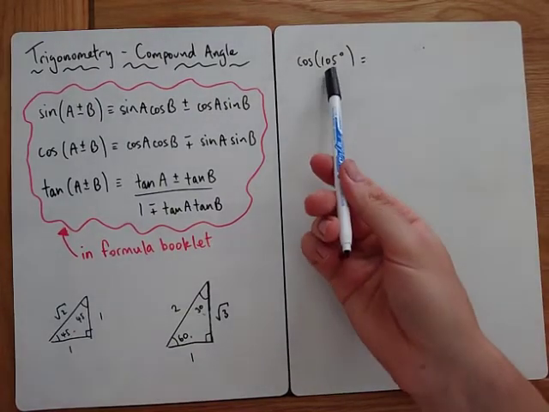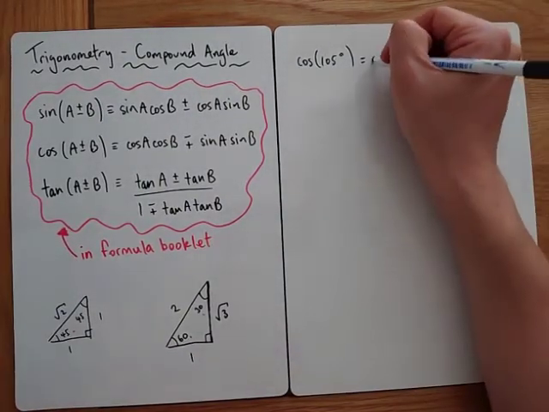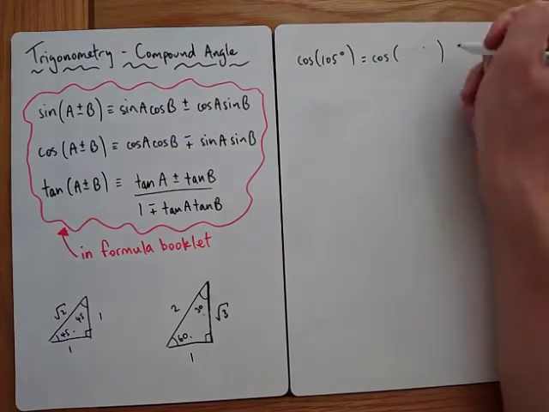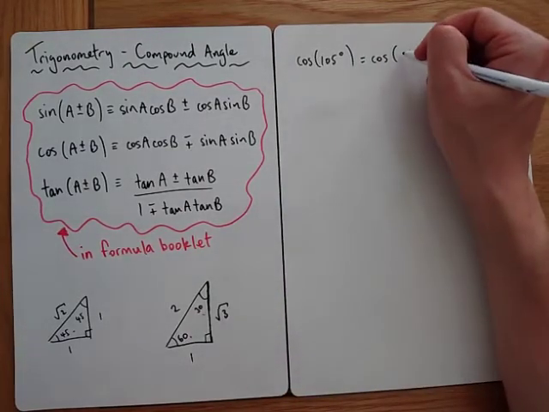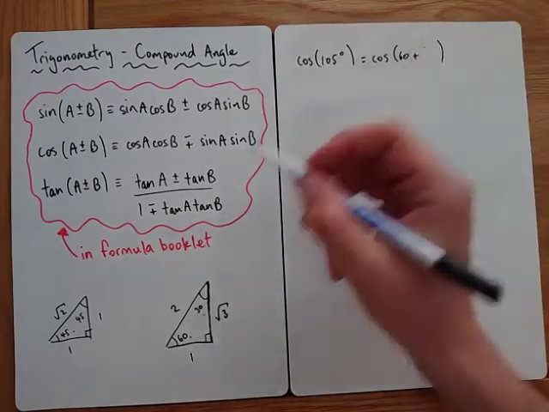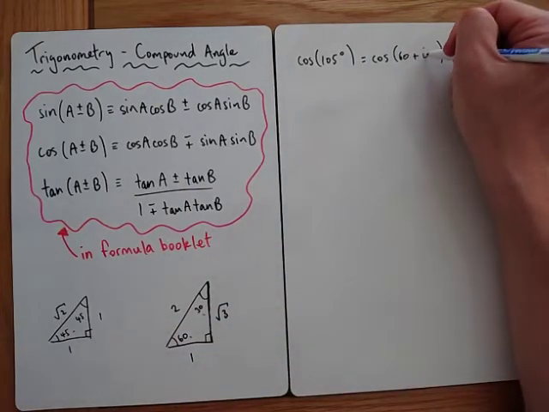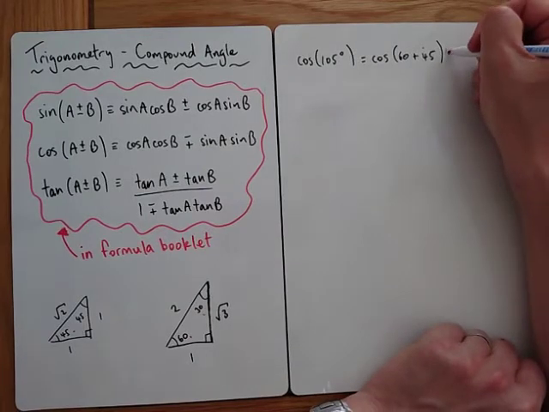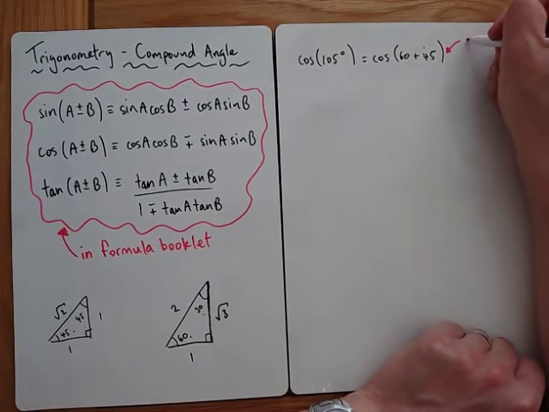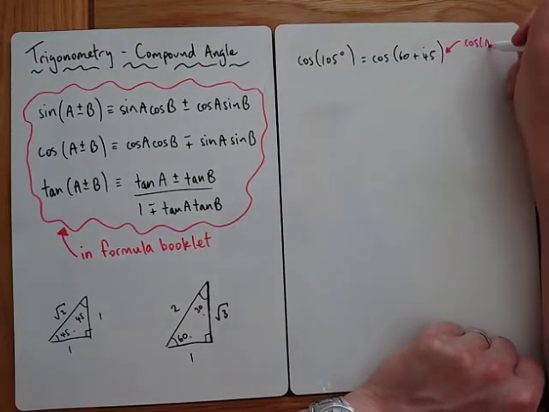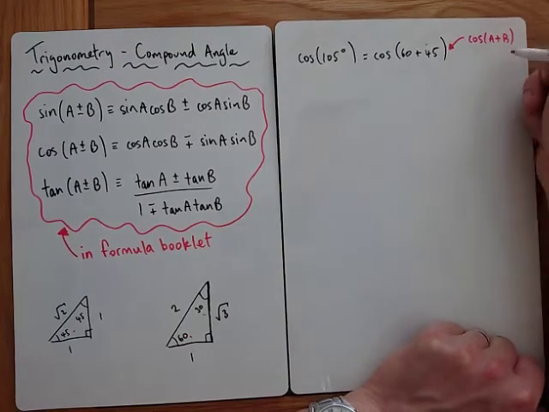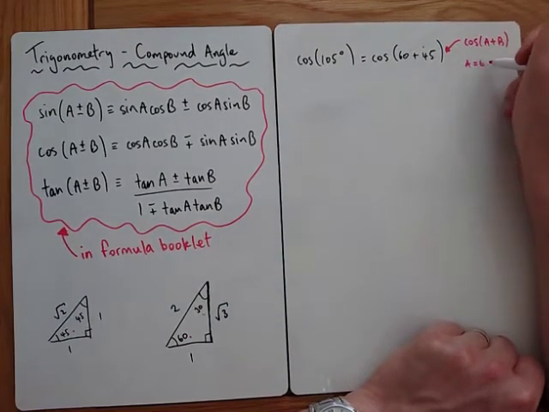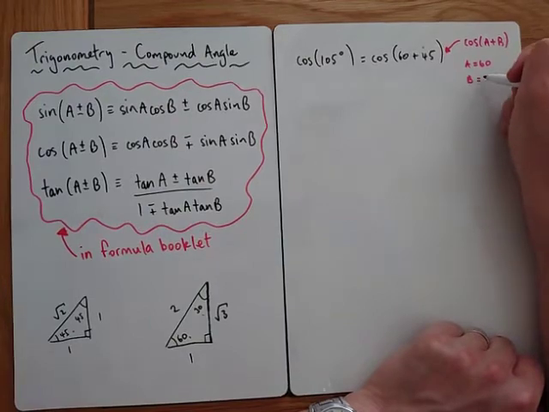Okay, so 105, how are we going to get that? We could write it as cos 60 plus 45. And then obviously for this one, we're going to be using cos of a plus b, where a is equal to 60 and b is equal to 45.